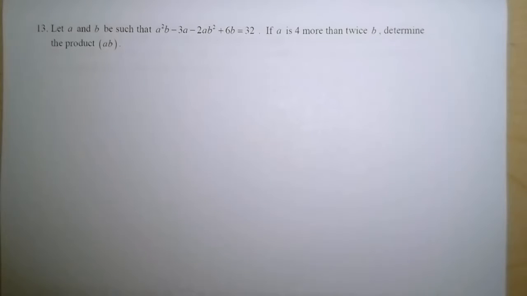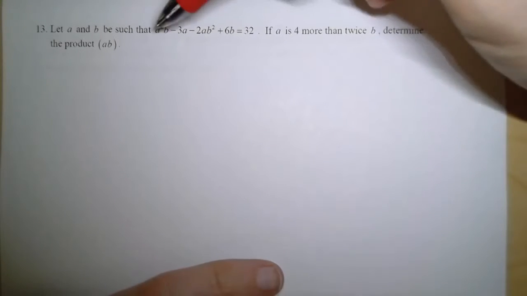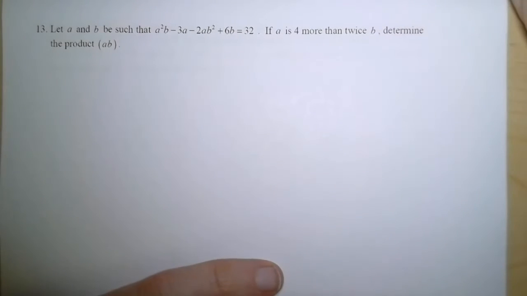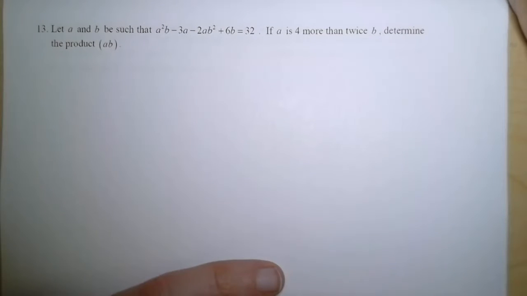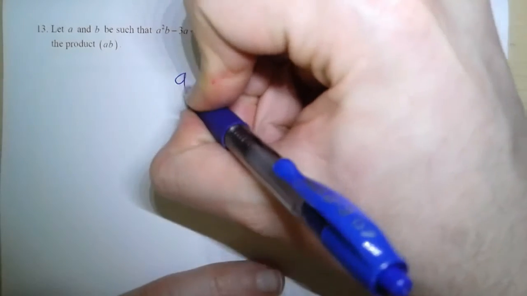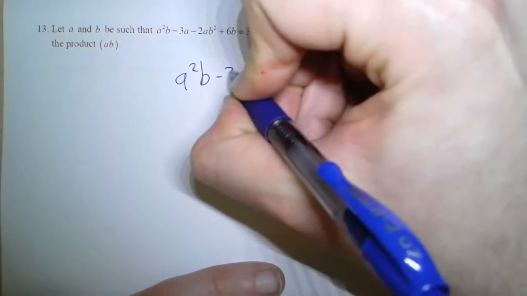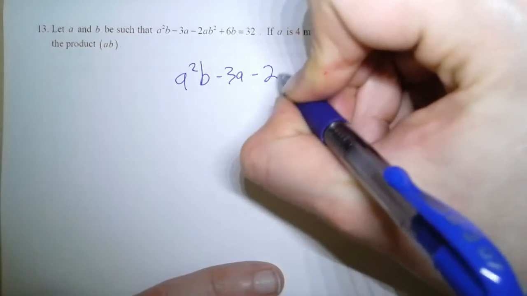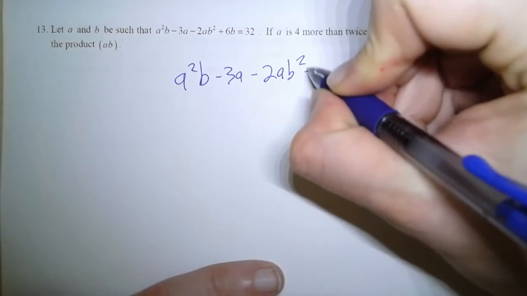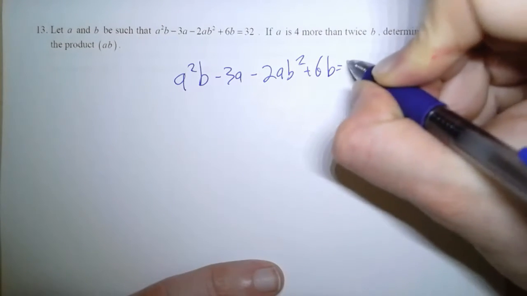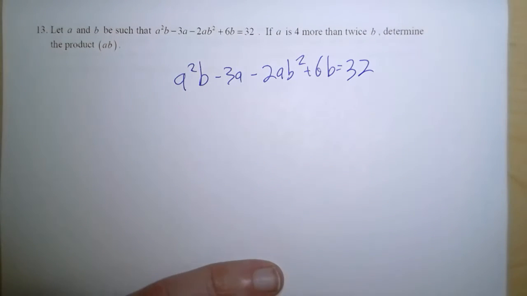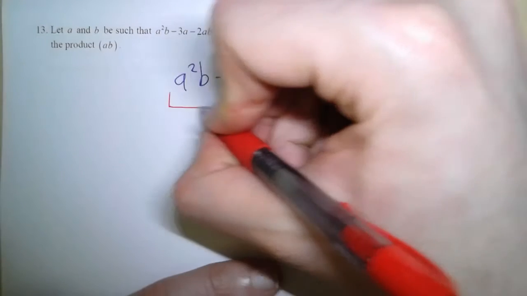So in this problem, they give us that a and b are numbers, and this is all equal to 32. Now the key to this problem is what we call factor by grouping. So if I write this out, we get a squared b minus 3a minus 2ab squared plus 6b equals 32. And what we do is we factor by grouping.